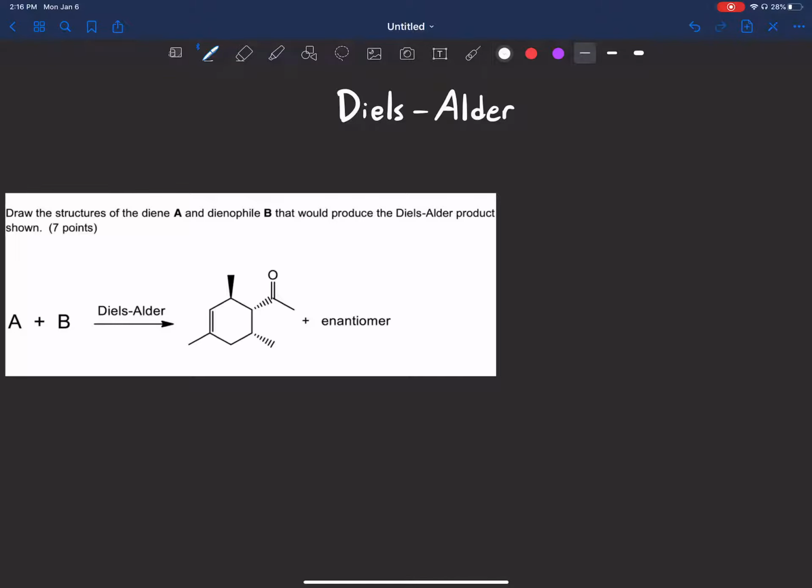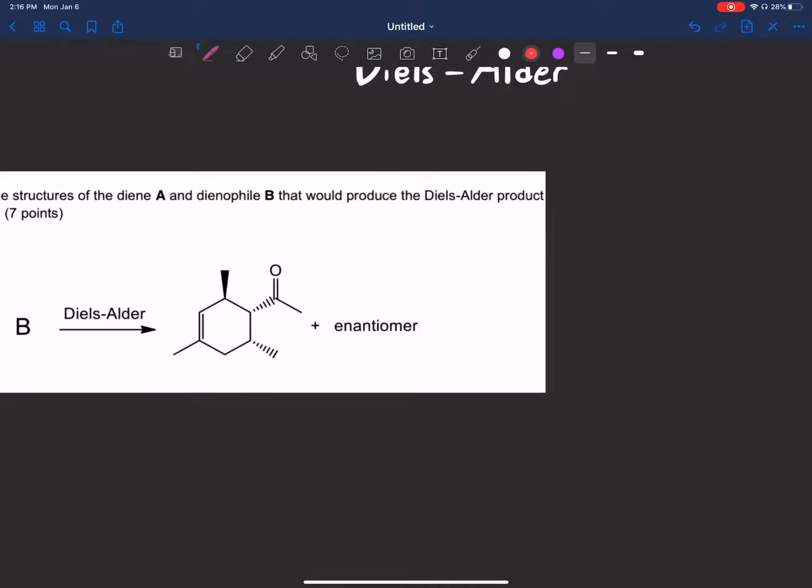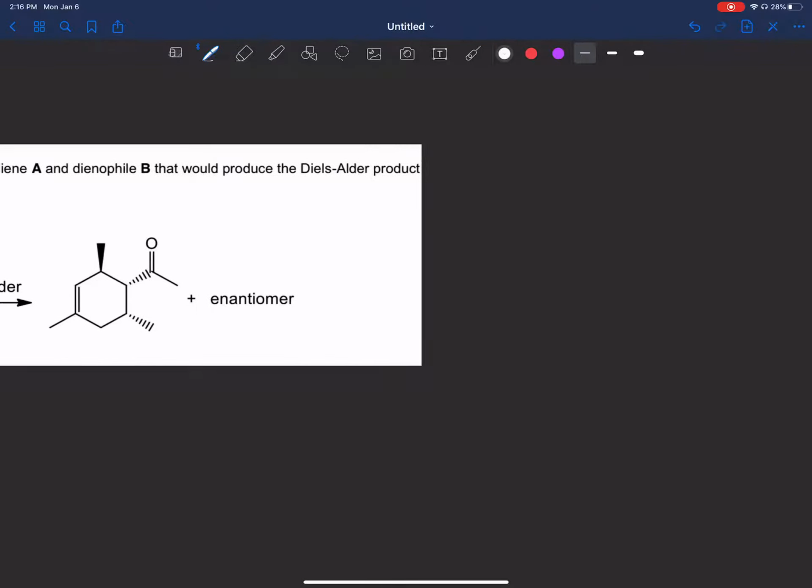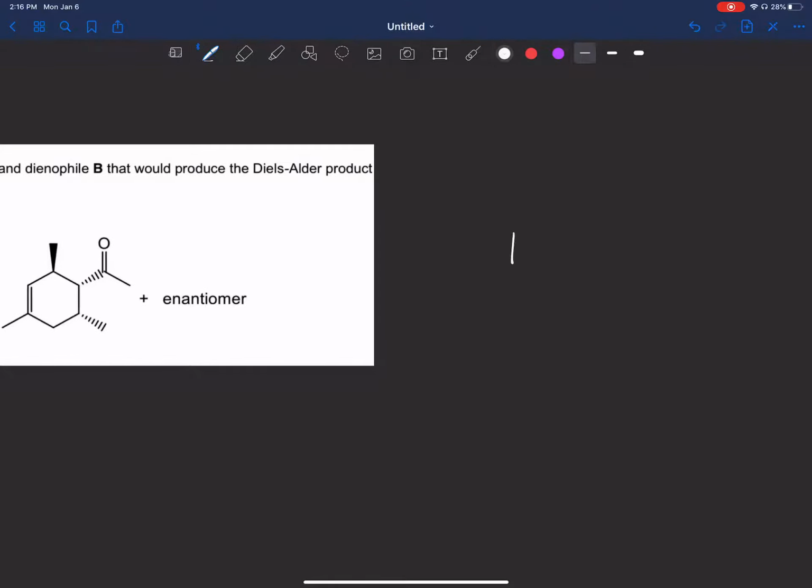What they'll do is they'll give you a product and they'll ask you what are the reactants that gave this product. All right. So again, we're going to have to go through a couple of steps to do this, but hopefully not too bad. There are some tricks to getting through this. So let's redraw what we have. And if you want to try this on your own before you watch the video, please feel free to do so, or just pause the video.